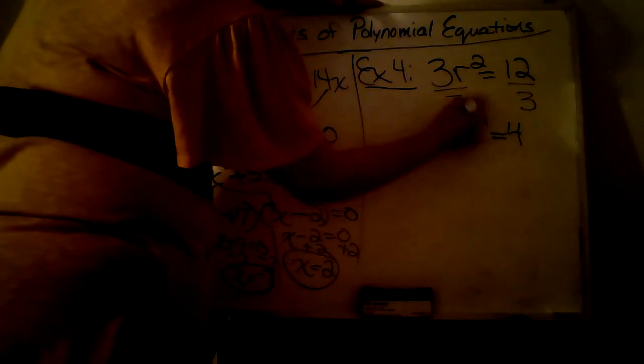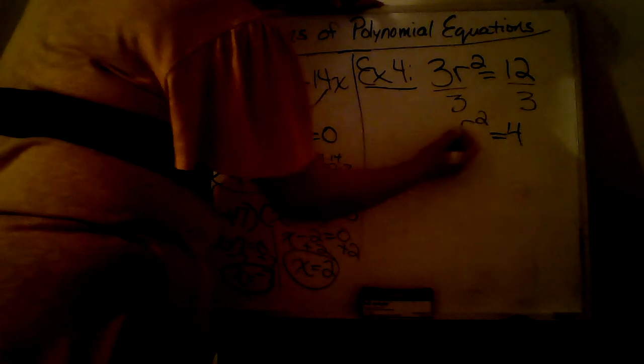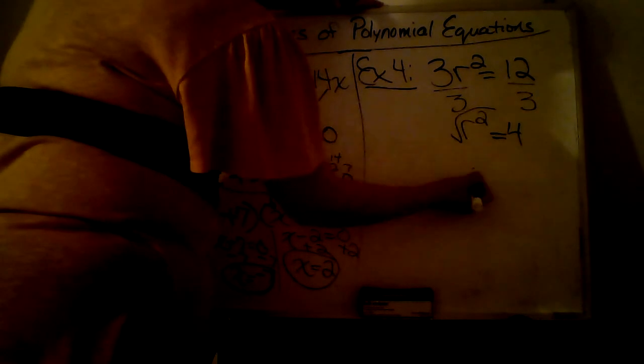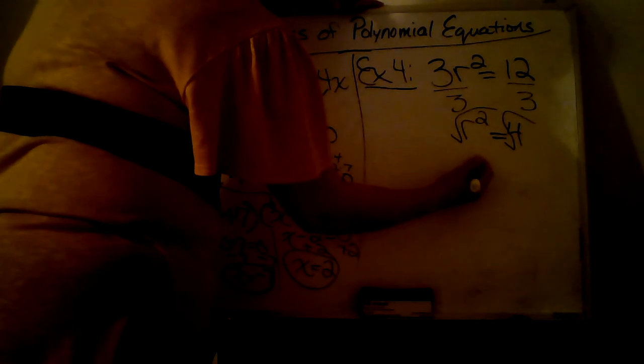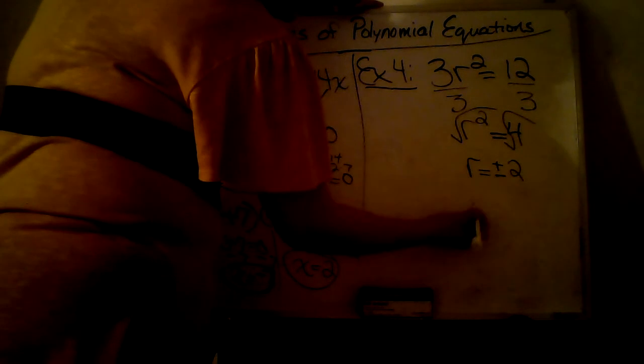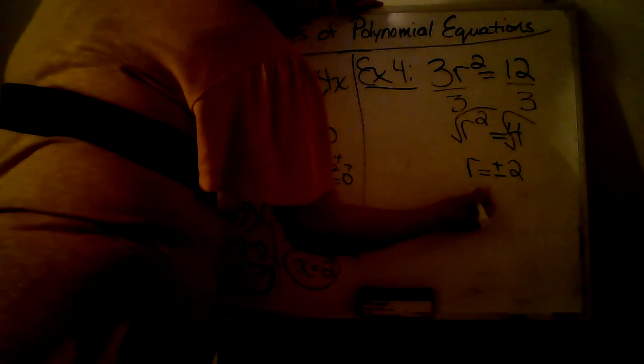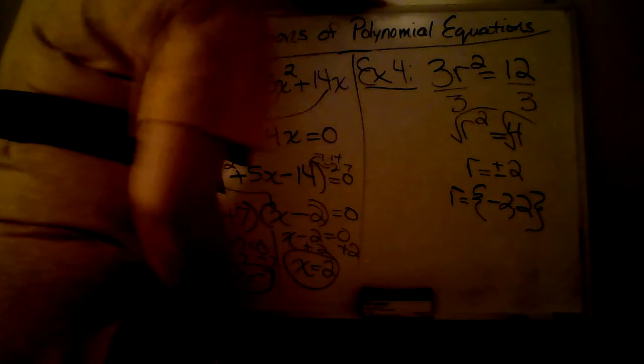Now in order to get rid of a square, you have to square root each side. So I do the square root of r squared and the square root of 4. That gives me r equals plus or minus 2. Whenever you square root a number, it's positive and it's negative. So plus minus 2. So r equals negative 2 and positive 2. And that's your solution for these.